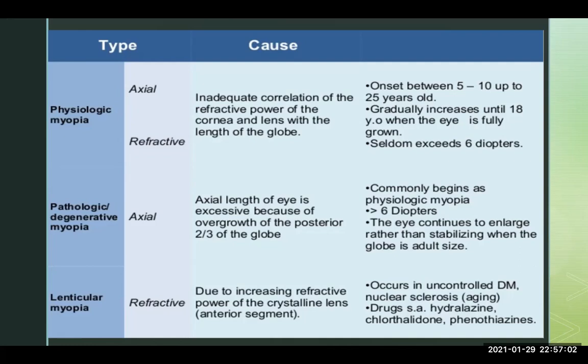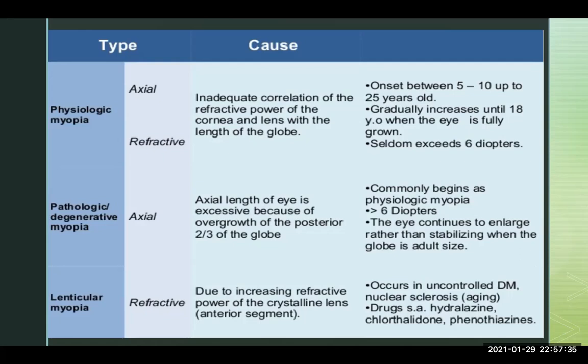So physiological myopia is a benign one, its progression is very slow and very limited, and the eye will stabilize around the age of 18. It seldom exceeds 6 diopters. So physiological myopia will be less than 6 diopters. Beyond 6 diopters, we go to pathological myopia, which is called degenerative myopia.